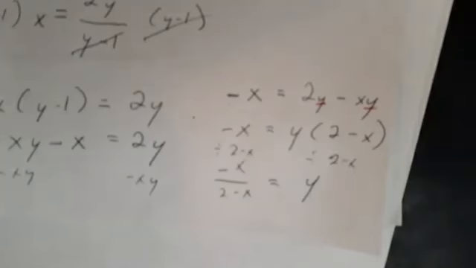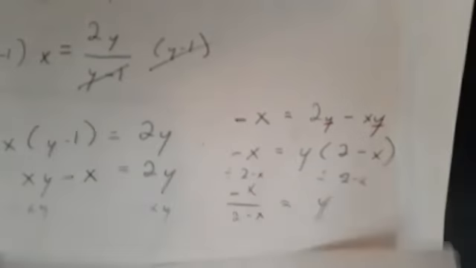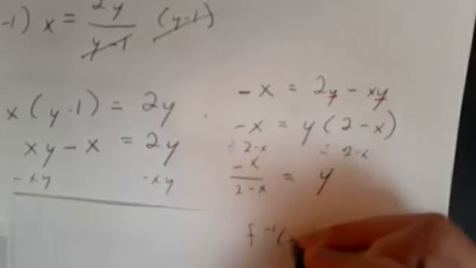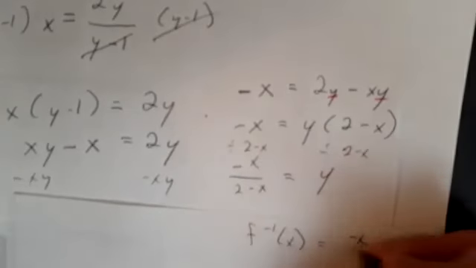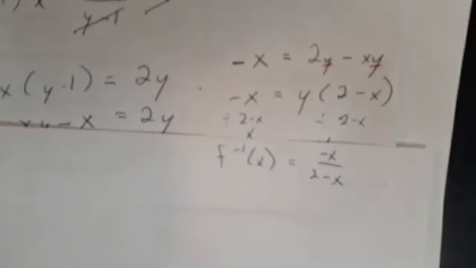Now, I have a minus x over a 2 minus x. If you gave me this as your solution, that would be fine. Well, actually, we should really clean it up with the function notation, right? f inverse of x equals a minus x over 2 minus x. You should really clean it up to at least something like that.